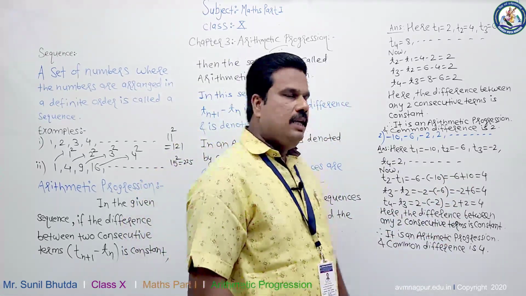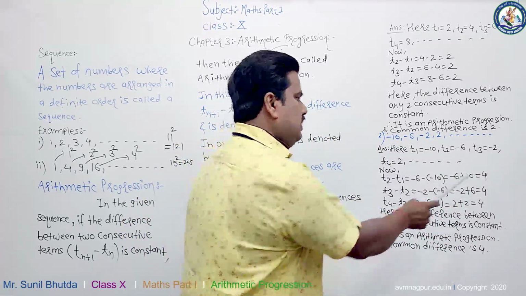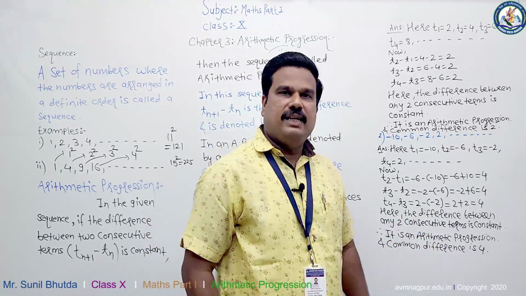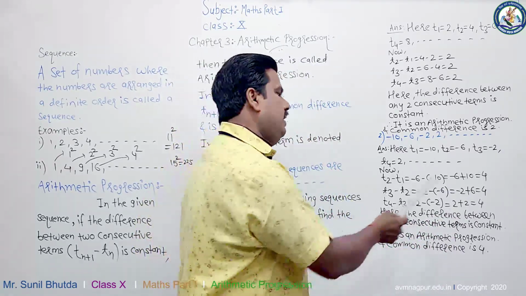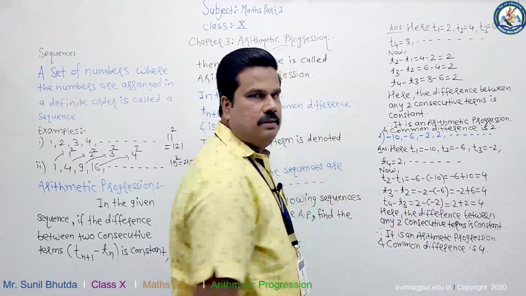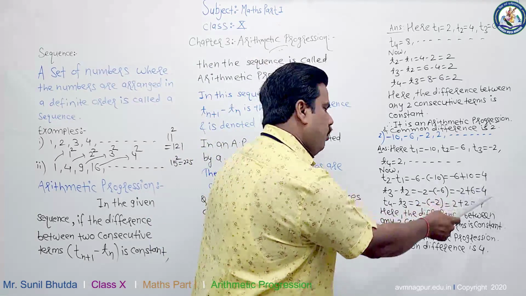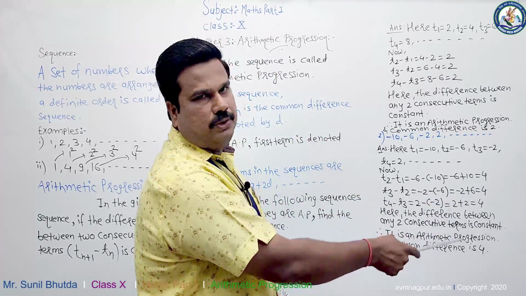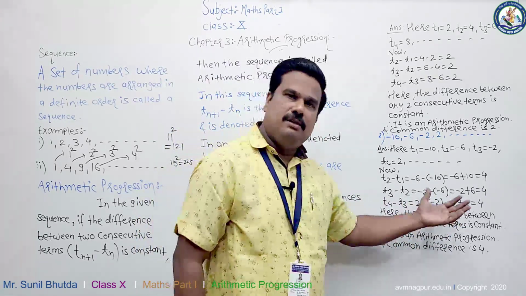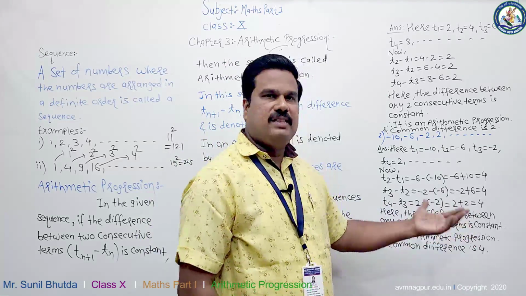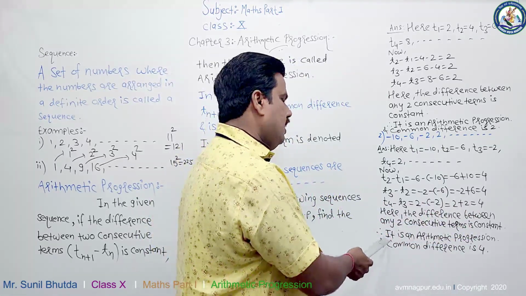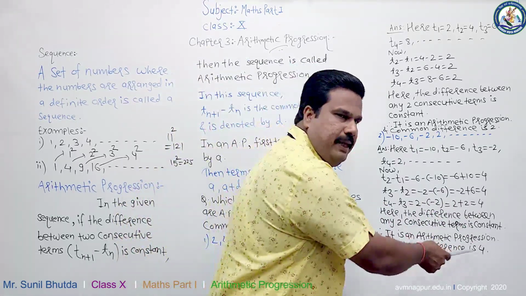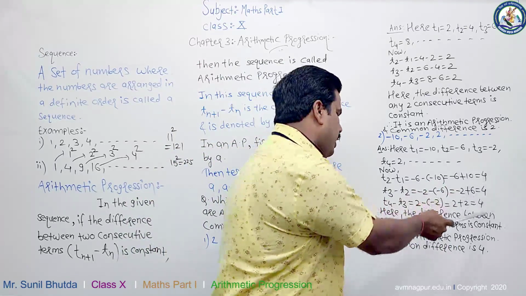What is our definition? If the difference between any two consecutive terms is a constant, then the given sequence is an arithmetic progression. In the given example, we are getting the same answer. We are getting the difference as 4. Therefore, I have written here the difference between any two consecutive terms is constant, and if this difference is constant, then the given sequence is an arithmetic progression. Therefore, I have written: it is an arithmetic progression. And if it is an AP, then the common difference is what? The common difference is 4.